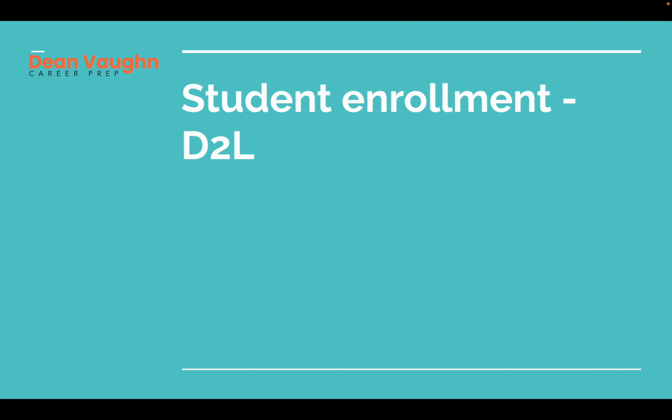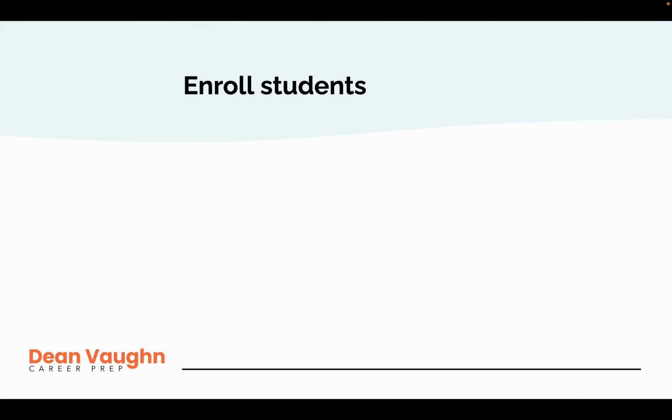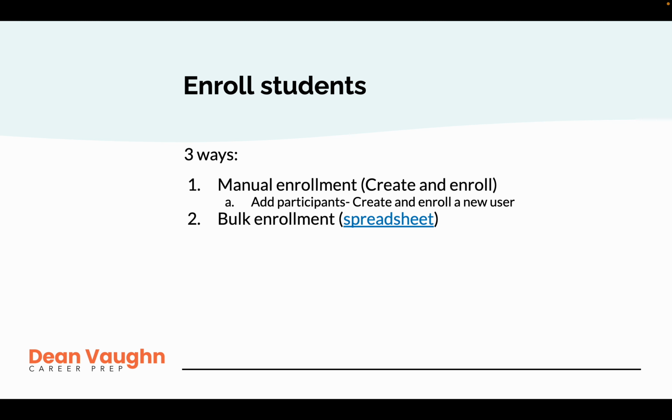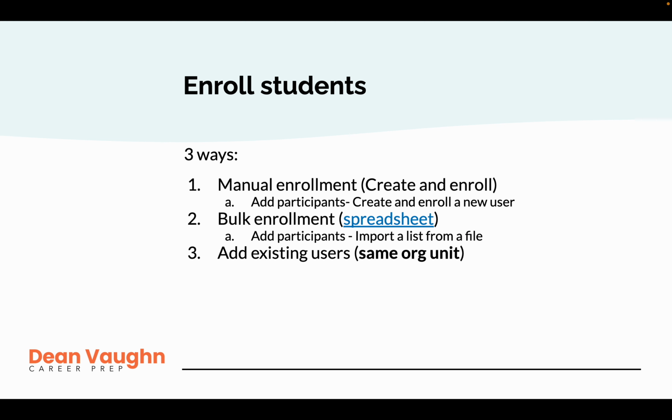So D2L and Brightspace are two different names for the same LMS, which is the LMS we use to host Dean Vaughn courses. There are several ways you can enroll your students. First, you can enroll students manually in your class list page by using the Create and Enroll option. Next, you can use a bulk enrollment spreadsheet. So this is an option for teachers who are trying to enroll multiple students or they want to enroll a large student group.